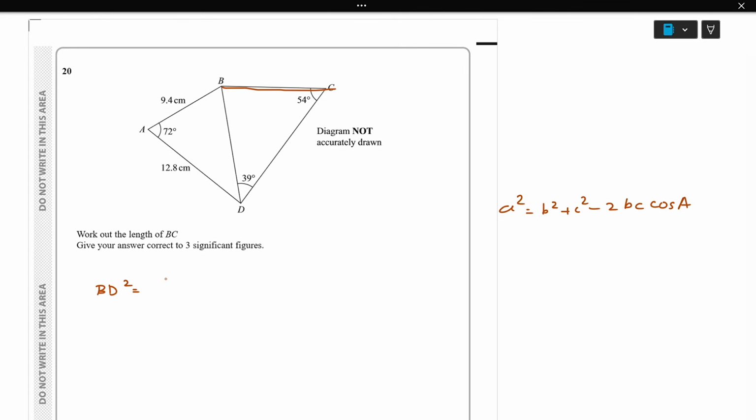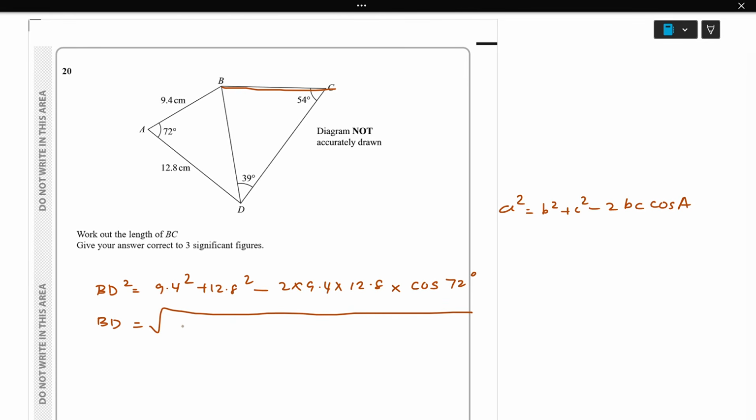So BD square equal to, the cosine rule is a square equal to b square plus c square minus 2bc into cos A. This is the cosine rule. So b and c are the two sides, which is 9.4 square plus 12.8 square minus 2 into 9.4 into 12.8 into cos, BD's opposite angle is 72, so cos 72 degrees. So BD equal to square root of the entire thing.